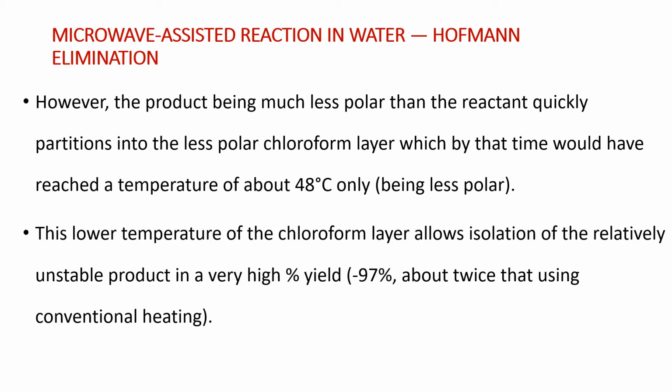However, the product, being much less polar than the reactant, quickly partitions into the less polar chloroform layer, which by that time would have reached a temperature of about 48 degrees Celsius only. This lower temperature of the chloroform layer allows the isolation of the relatively unstable product in a very high percent yield, approximately 97%, about twice that of using conventional heating.